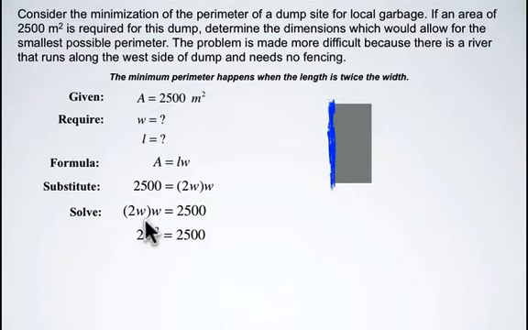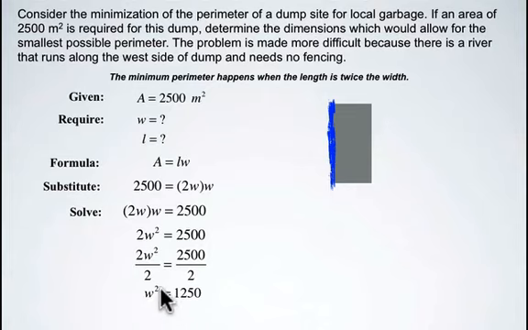And on the left-hand side, we have 2W times W is 2W squared, and we have our 2,500 on the right-hand side. Now our goal is to get W all by itself, or isolated. To do that, we need to get rid of this value of 2 in front. Now that 2 is multiplying by the W squared, so we need to do the opposite operation, which is division. So we're going to divide both sides by 2, and we get W squared equals 1,250.